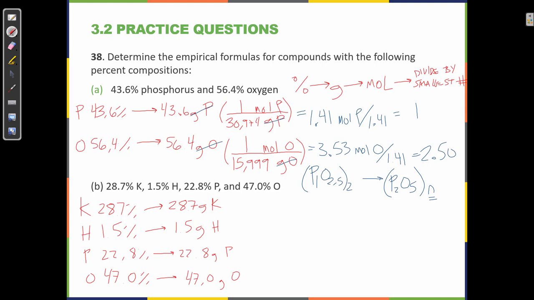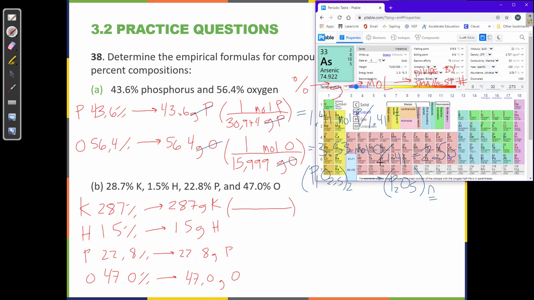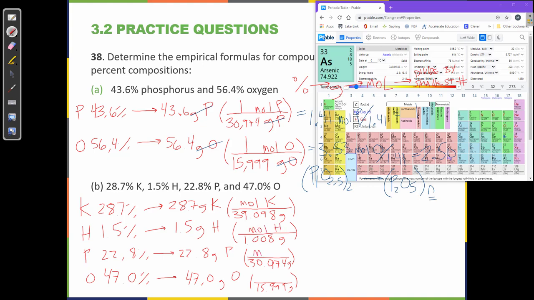So once I have grams, I convert to moles, grams to moles, follow my scheme. So let's look at the periodic table to find these molar masses. Here is K, 39.098 grams. Hydrogen, 1.008 grams. Phosphorus, 30.974. And oxygen, 15.999 grams. Okay, and this is in 1 mole of K, this is in 1 mole of H, this is in 1 mole of P, and this is in 1 mole of O.